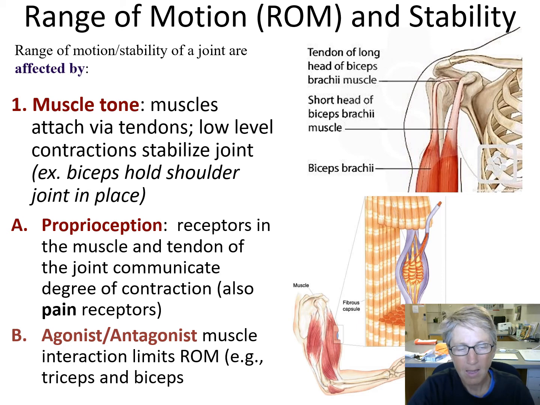And then agonist-antagonist muscle interactions will limit the range of motion. For example, we could use this same cartoon down here at the bottom. If you're flexing your elbow, then the biceps muscle is the agonist and the triceps muscle is the antagonist. So it's kind of working against the action of the bicep muscle.